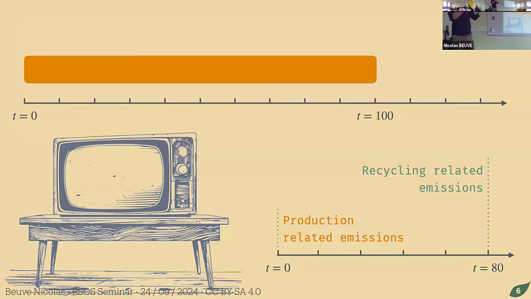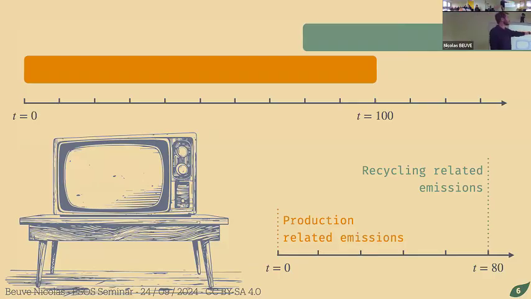Okay, so by taking global warming potential with the time window of 100 years, we are computing the impact of the emitted gas from production between t equals 0 and t equals 100. But for the emission of the recycling, it is taken between t equals 80 and t equals 180.